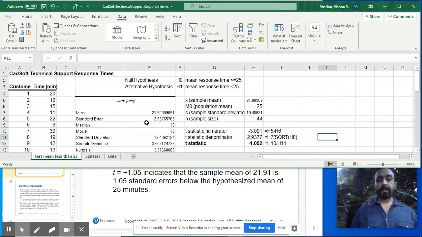We know that the standard error is 2.93 minutes, so almost 3 minutes. And we know that the population mean is 25. So our sample mean is one standard error, or about 3 minutes, below the population mean. The population mean is 25, and the sample mean is approximately 22. So that's what the -1 means. In this case, it's a little more, -1.052. So it's 1.052 standard errors below the population mean.